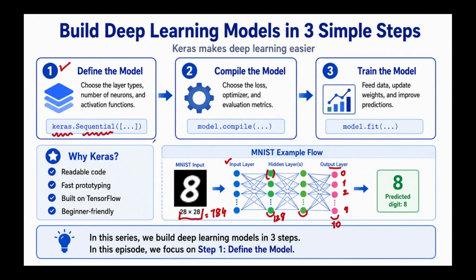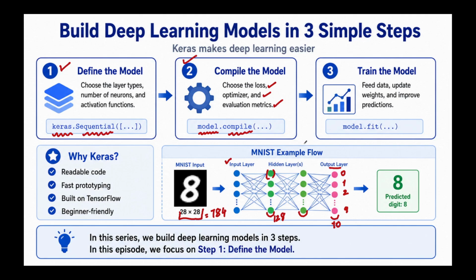Step number 2 is compile the model. After defining the model structure, we must tell the model how it should learn. This means we choose three important things: loss function, optimizer, and metrics. Loss function tells the model how wrong the prediction is, and optimizer tells the model how to update the weights. Metrics help us measure the performance, for example, accuracy. In Keras, we usually write this using a simple line, model.compile.